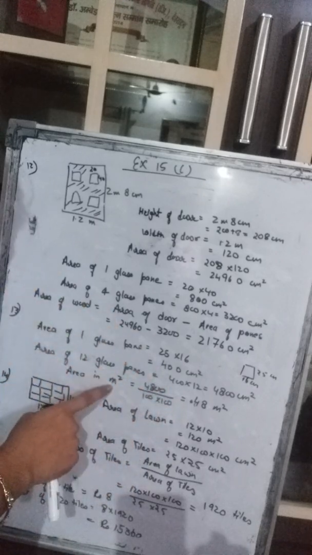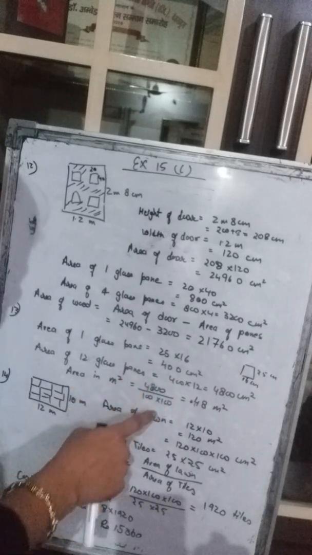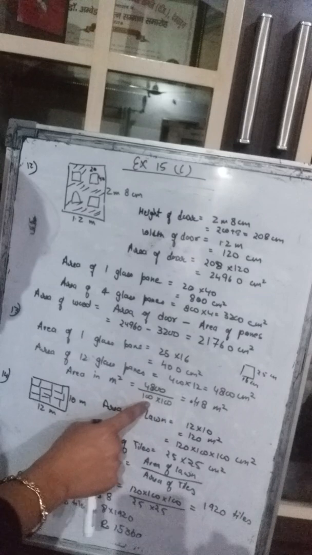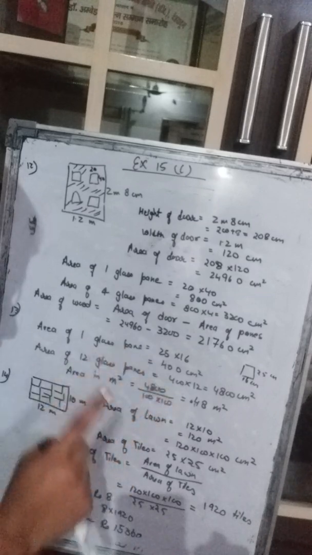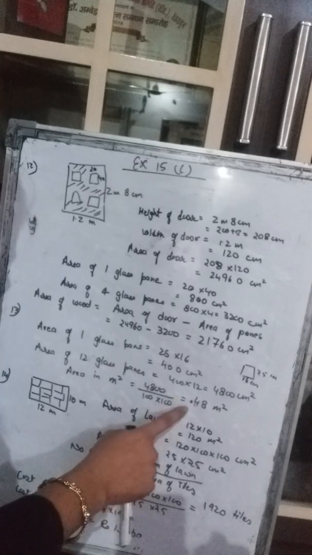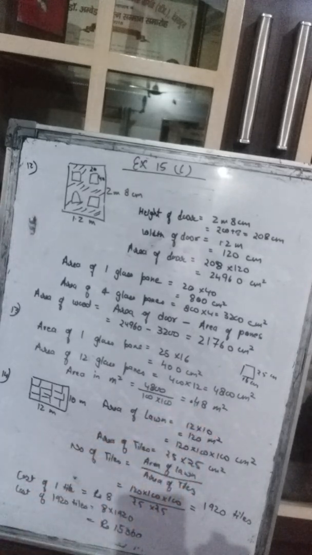In area, whenever we convert it, just do multiplication 2 times or division 2 times. This is 100 into 100. If you do only by 100, your answer will go wrong. So here the answer is 0.48 meter square. This is the required area.